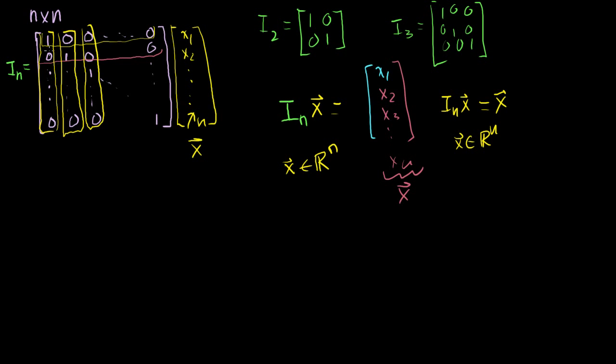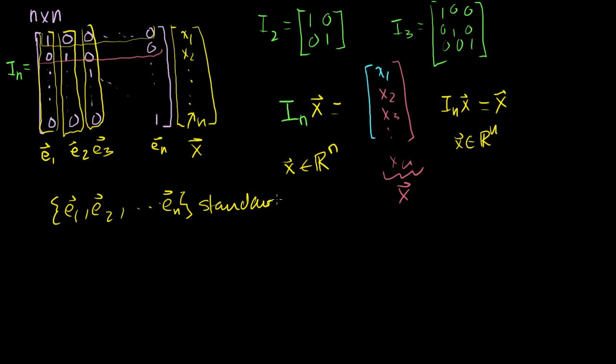If we call this first column E1, and this second column E2, and the third column E3, and we go all the way to En, these column vectors, the set of these, E1, E2, all the way to En, is called the standard basis for Rn.